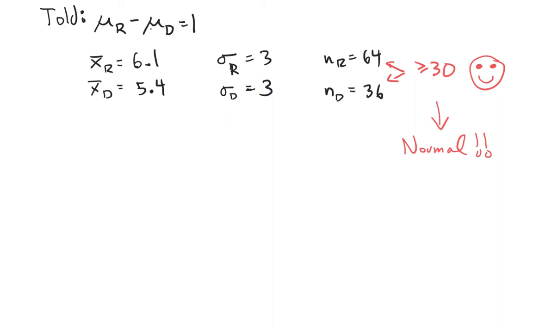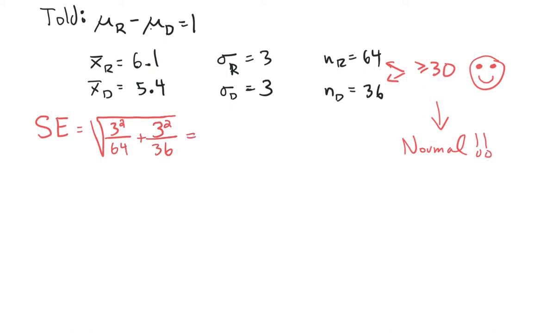Okay, so all we need is the standard error for our sampling distribution. We have that via a formula. So that is just the square root of each of the standard deviations squared divided by sample sizes. So 3 squared over 64, that's for regular cement, and 3 squared over 36, that is for deluxe cement.